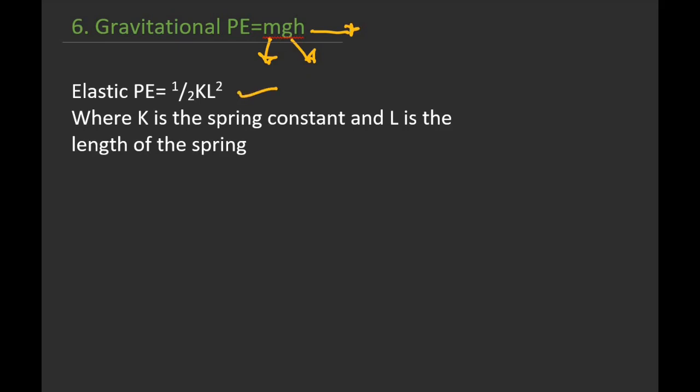Let's come down a bit. The elastic potential energy, which is stored in a spring that has been stretched or compressed, is given as 1 over 2 kl squared. The k is the spring constant and the l is the extension of the spring. So once you are given a question like this, these are the formulas you need to get your answer.